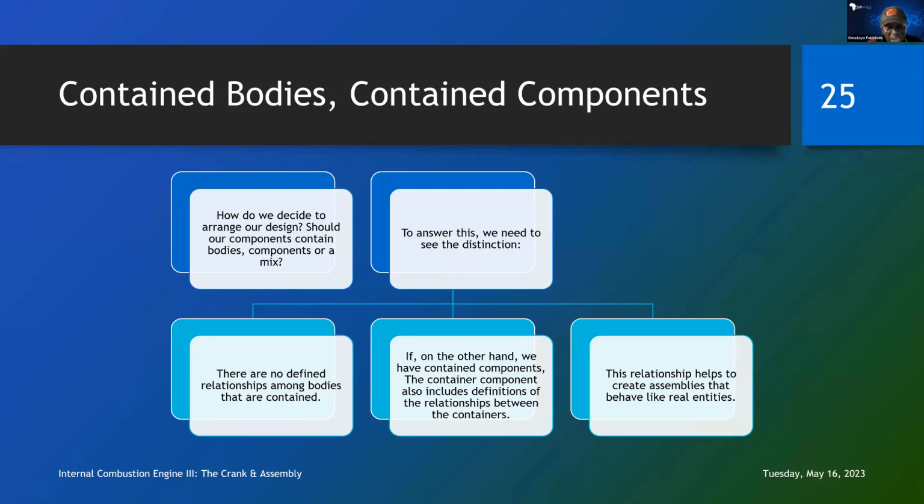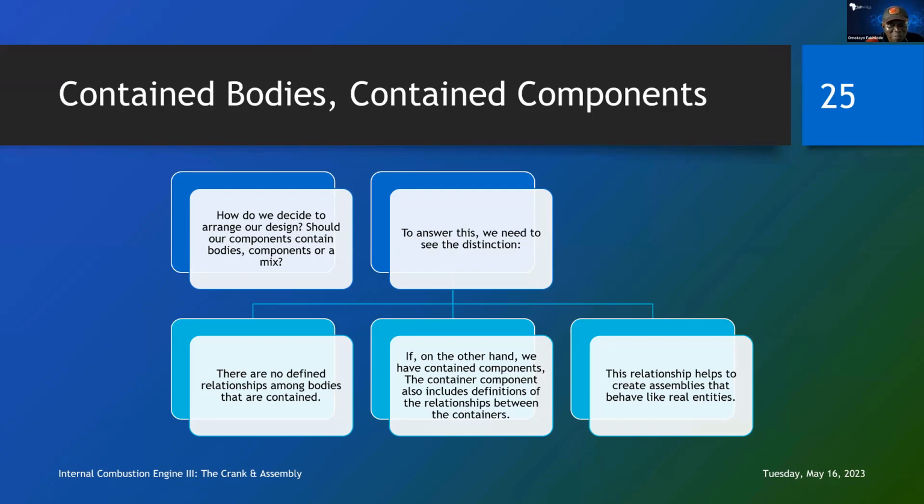If on the other hand we have contained components, the container component also includes definitions of the relationships between the contained components. This relationship helps to create assemblies that behave like real entities. It is the relationships that we create among components that make them behave realistically. So when we are creating relationships, the goal is to add realism to our bodies. Bodies cannot be made realistic, but components can. Now you will see how we will do that shortly.